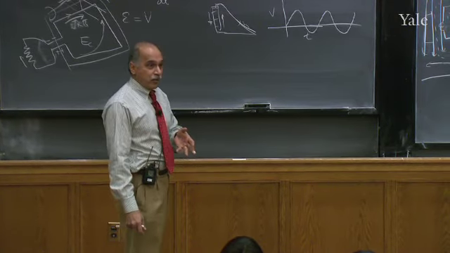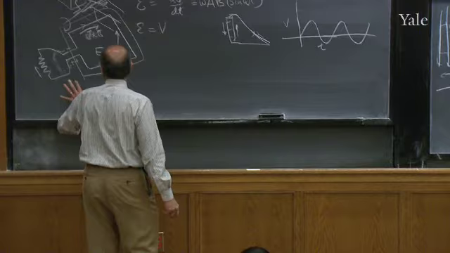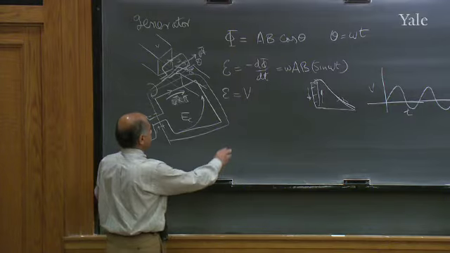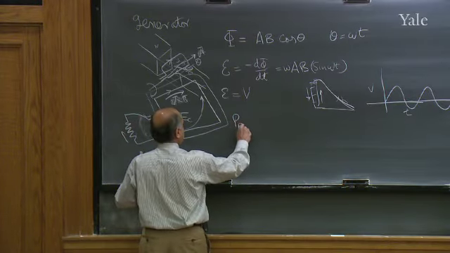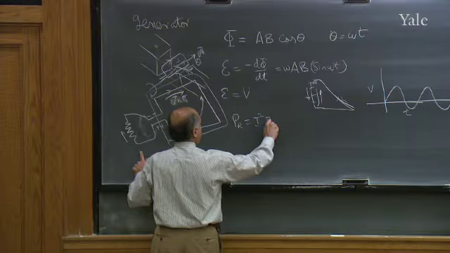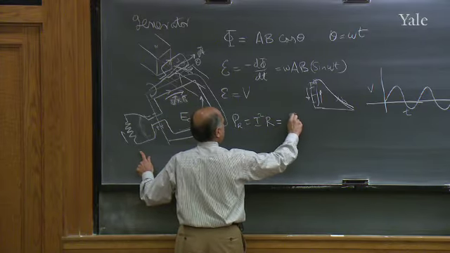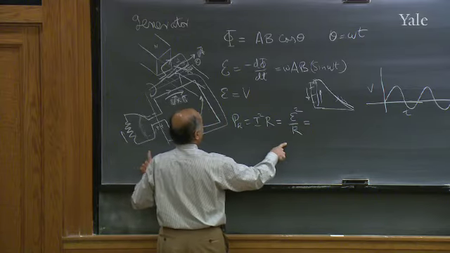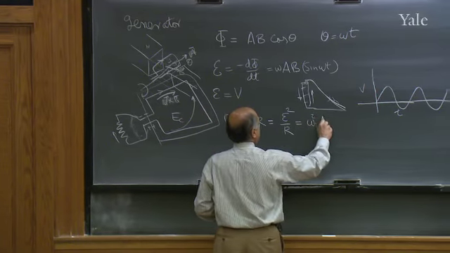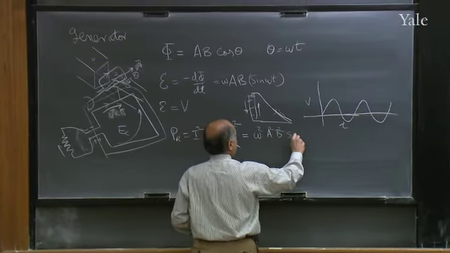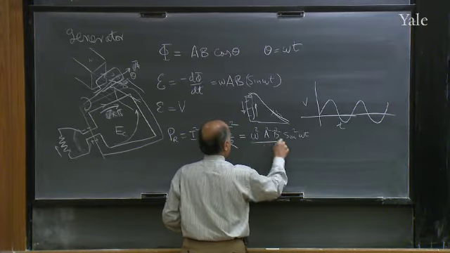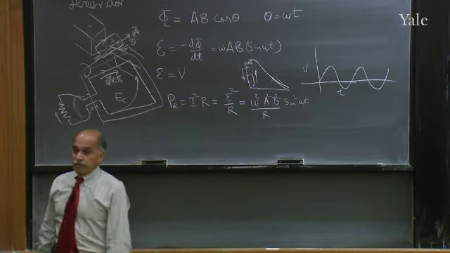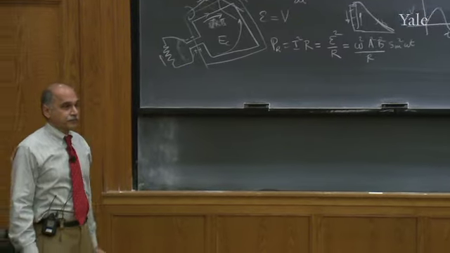The loss is I squared R, right? That's when you got to explain it to yourself, who is paying for this? Because we can see that the power in the resistor will be I squared R. If you want, it's E squared over R, EMF or voltage squared over R. That gives me omega squared A squared B squared sine squared omega t divided by R. That's the rate at which this power is consumed by the resistor. And someone's got to pay for that.